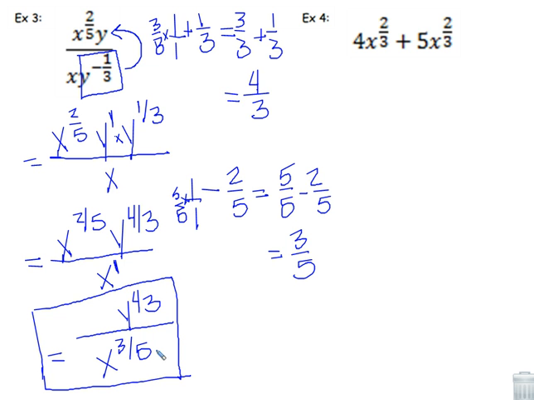And there's nothing else we can do, because notice how our bases are not the same anymore. This is a y, this is an x. There's no way we can combine those together. All right, let's take a look at this last one. We have 4x to the 2/3 plus 5x to the 2/3. Notice how the bases are the same, x and x, but also the powers are the same, the 2/3 and the 2/3. So if we have same base and same power, those are like terms. What we can do is add the numbers out front. So 4 plus 5 gives us 9, and we can keep that like term x to the 2/3.